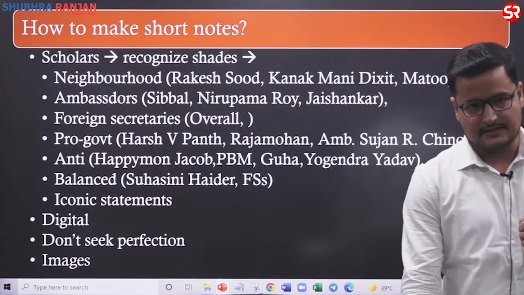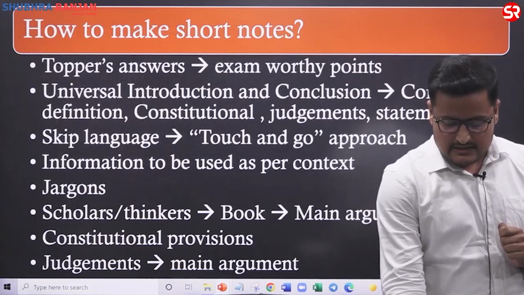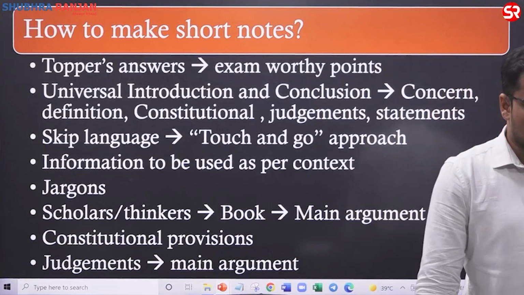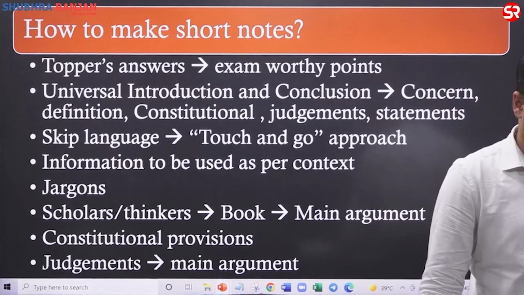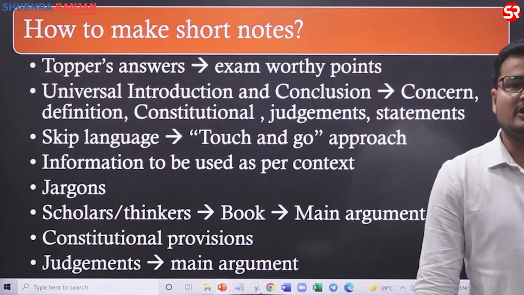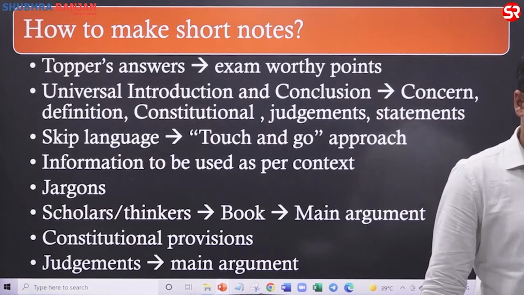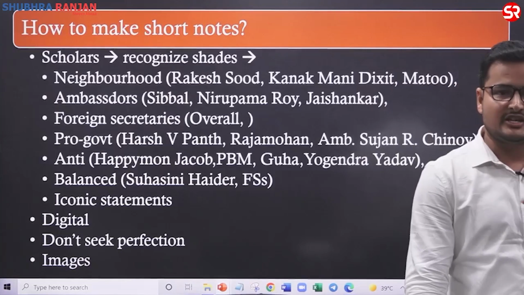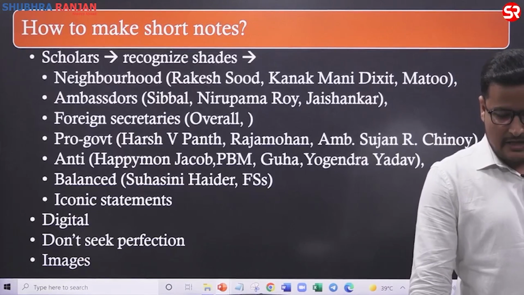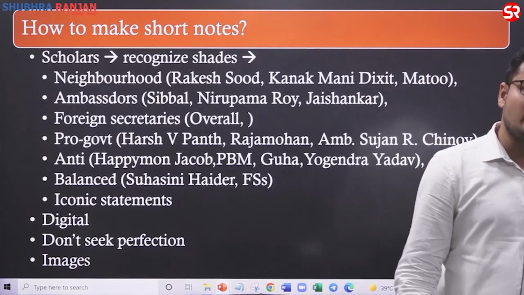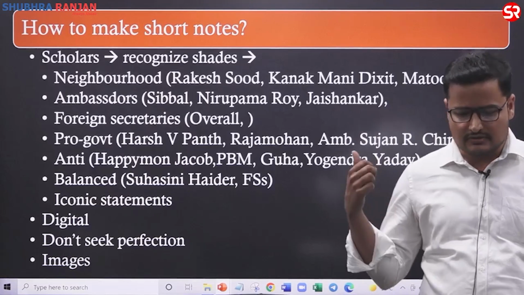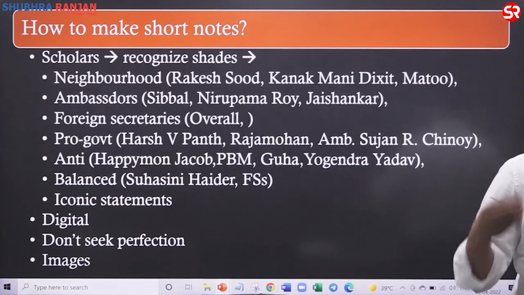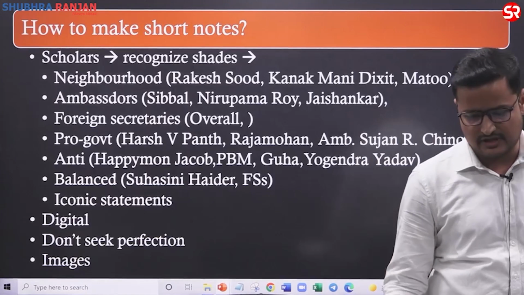Recognizing scholars. Now what will happen is that as you move in the IGP section and in the IR part, you will read a lot of contemporary scholars and it becomes very difficult to remember which scholar said what. Okay? In that case, you can recognize the shades of the scholars. For example, there are some people who always write on the neighborhood. Rakesh Sood keeps on writing on Afghanistan, Sri Lanka. Kanak Mani Dixit writes on Nepal every time, he's an expert there.